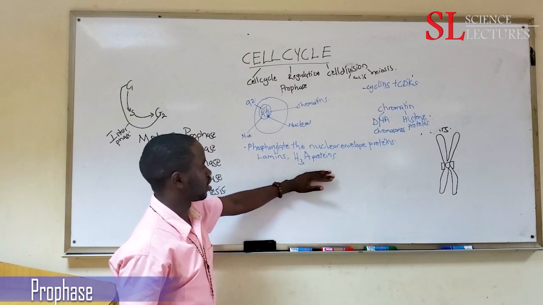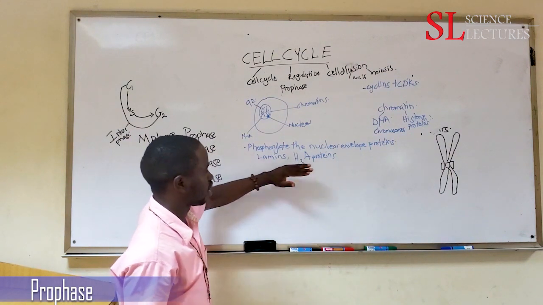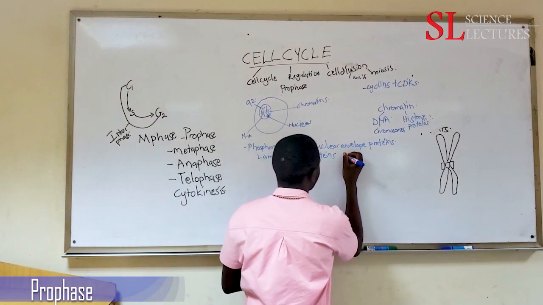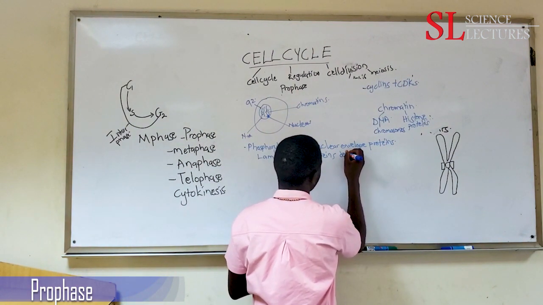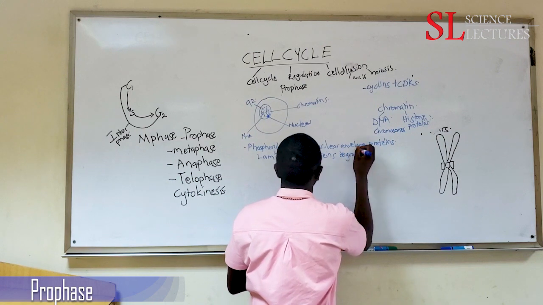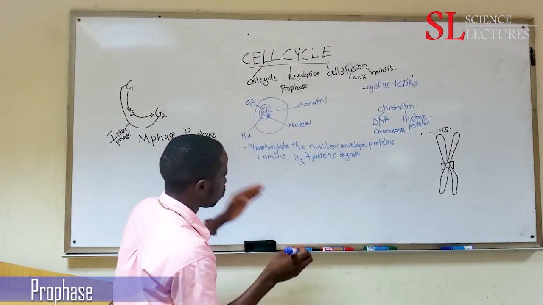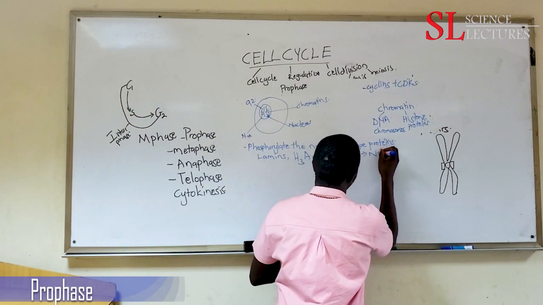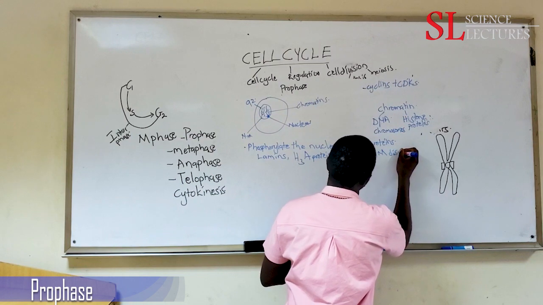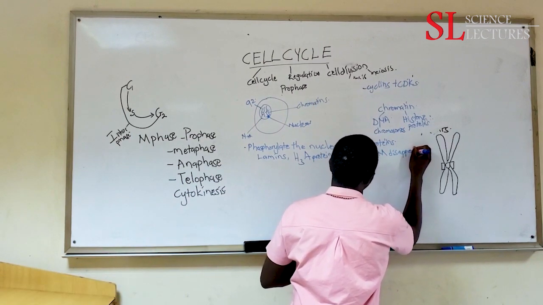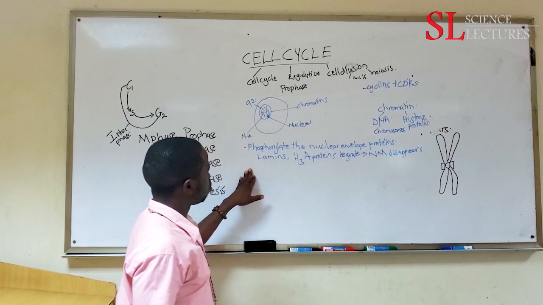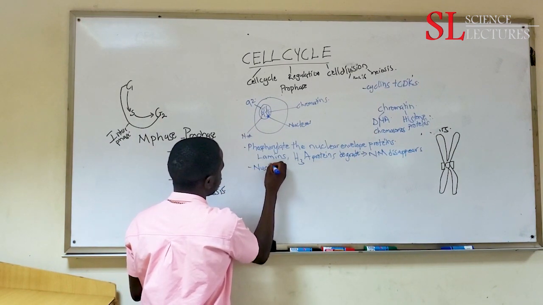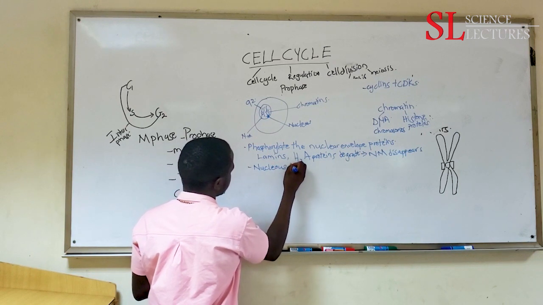Phosphorylated means that there is addition of phosphates. And when those phosphates are added, the proteins are then degraded. That means the nuclear envelope will disappear. That is the end product. The nuclear membrane disappears. Then number two, I talked of the nucleolus. The nucleolus also dissolves.